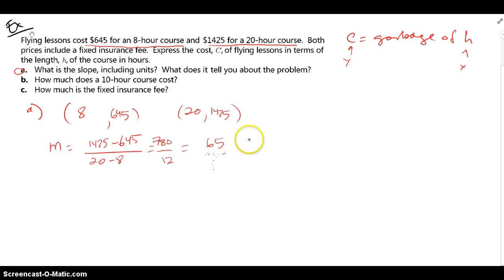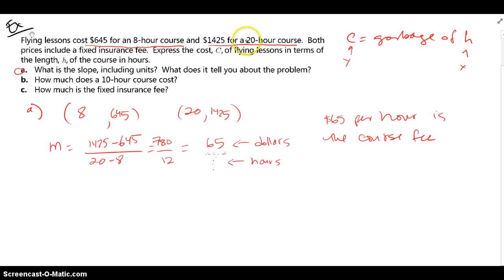It says include units. Well, the units upstairs were dollars because I was subtracting dollars, and the units downstairs were really the hours because I was looking at the difference of hours. What does it tell you about the problem? It basically says $65 per hour is, I guess, the course fee. Each hour costs $65 an hour. That's why 20 of them is $14.25. Maybe, maybe not, because actually there's a fixed insurance fee that we haven't really accounted for. So just the hourly cost of the course is $65 per hour is what it's telling us right now.